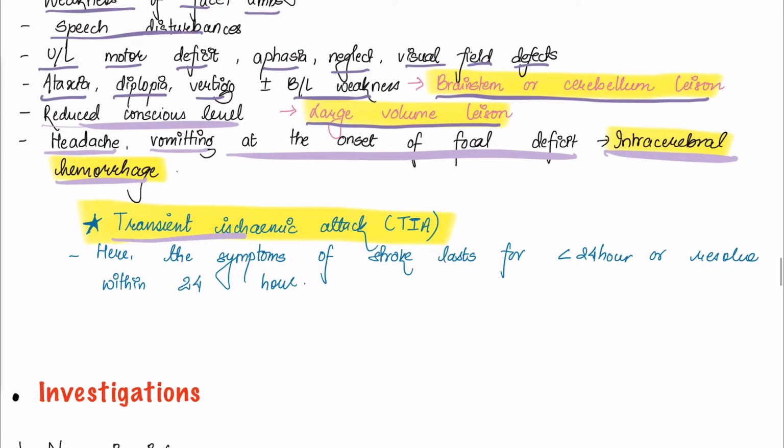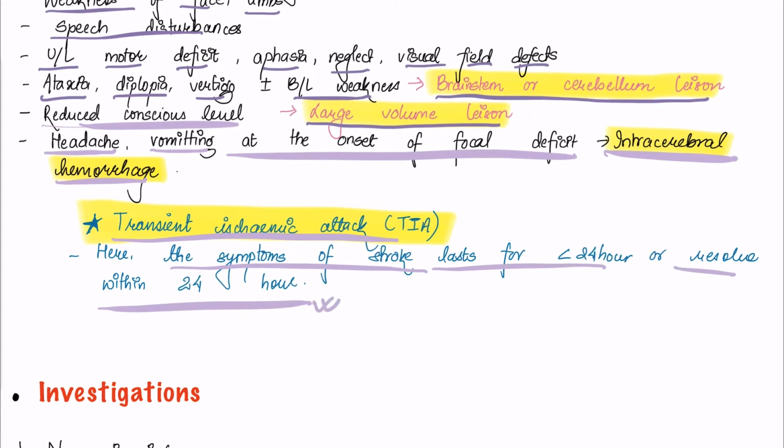Talking about transient ischemic attack, here the symptoms of the stroke last for less than 24 hours or resolve within 24 hours. Then it is known as TIA or transient ischemic attack. But if it crosses more than 24 hours, then it is called a stroke.